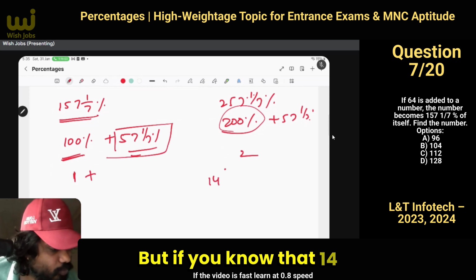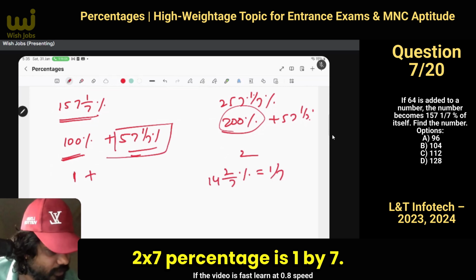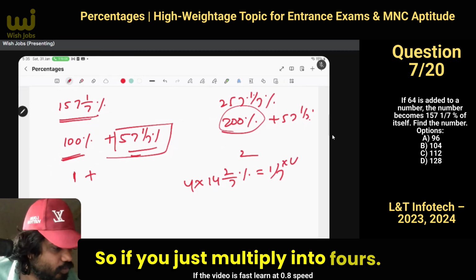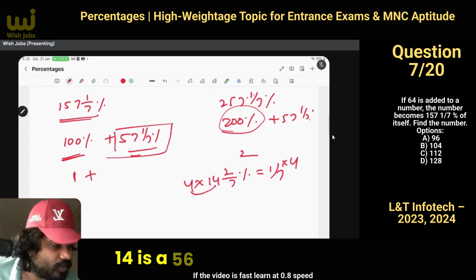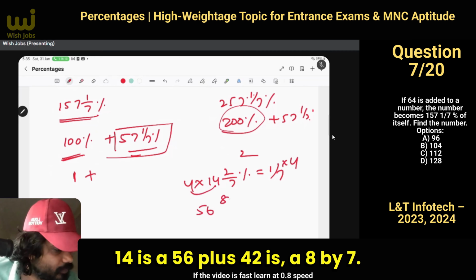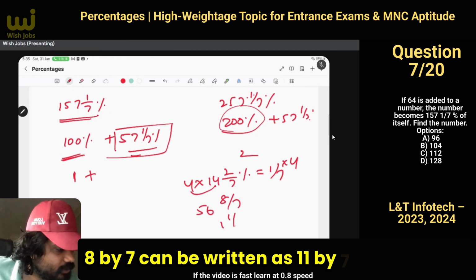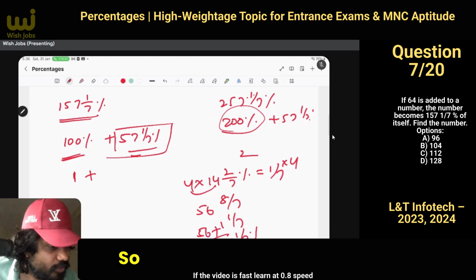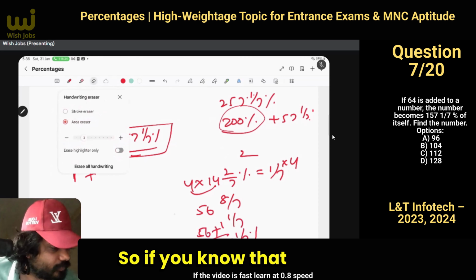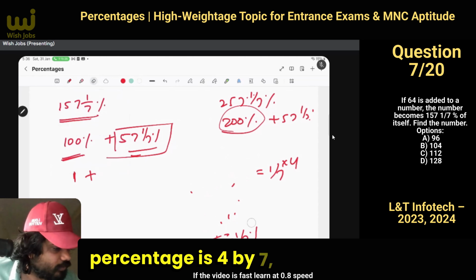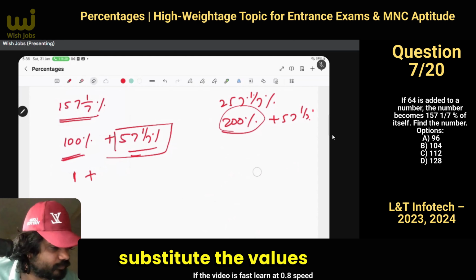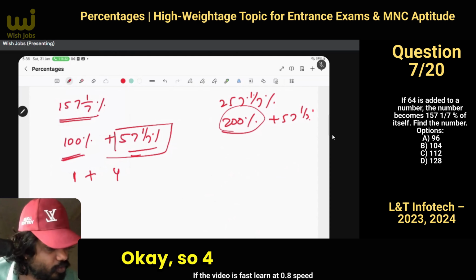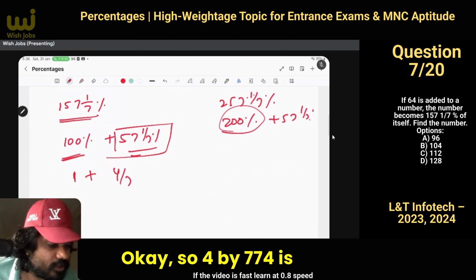But if you know that 14 2 by 7 percentage is 1 by 7, then if you just multiply by 4: 4 fours are 16, 4 tens are 40, so 4 14s are 56, plus 4 2s are 8 by 7. 8 by 7 can be written as 1 1 by 7, plus 56, that is 57 1 by 7 percentage. So if you know that 57 1 by 7 percentage is 4 by 7, you can just substitute the values here. Okay. So 1 plus 4 by 7, that is 7 plus 4, is 11 by 7.